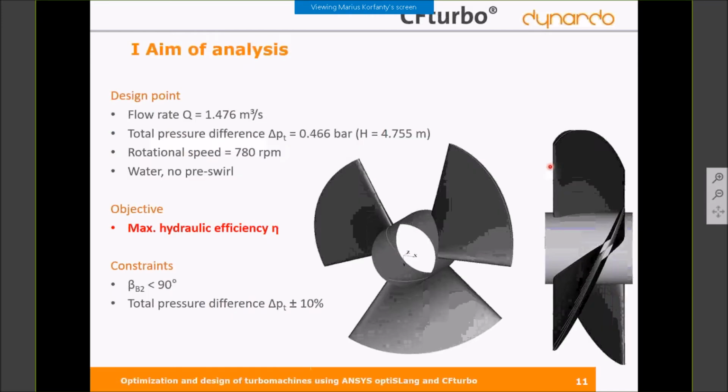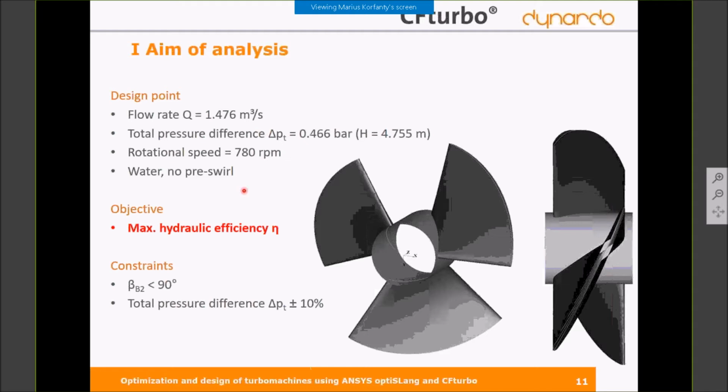At the beginning of the development process of a new product, you normally have requirements which the product has to fulfill. In our case, the pump should achieve a head of 4.75 meters at the volumetric flow rate of about 1.5 cubic meters per second and at the speed of 780 revolutions per minute.